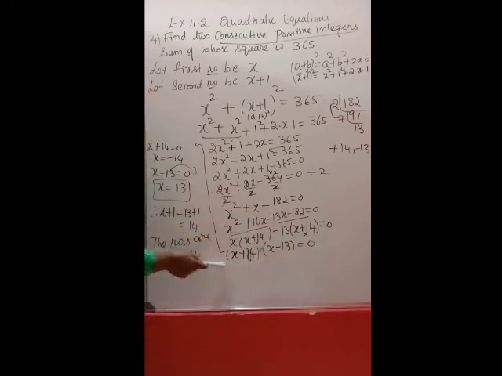Now equate each factor to 0. You will get the value minus 14. Second factor to 0 means 13. Therefore, always take the positive value. x plus 1 will become 13 plus 1, 14. So the numbers are 13 and 14. So this is how you can solve this type of problem.